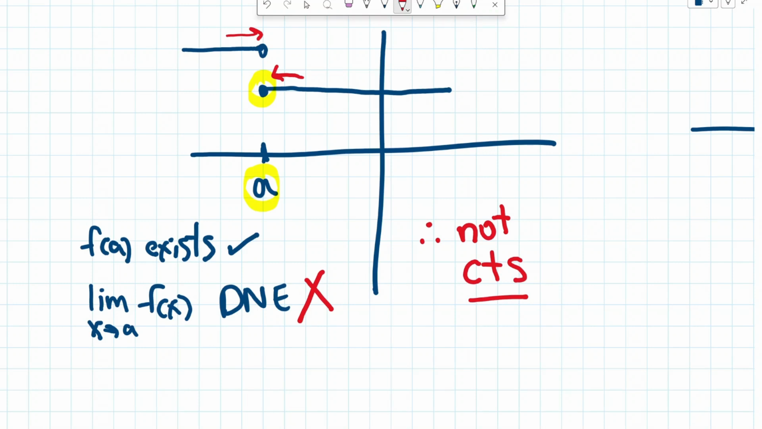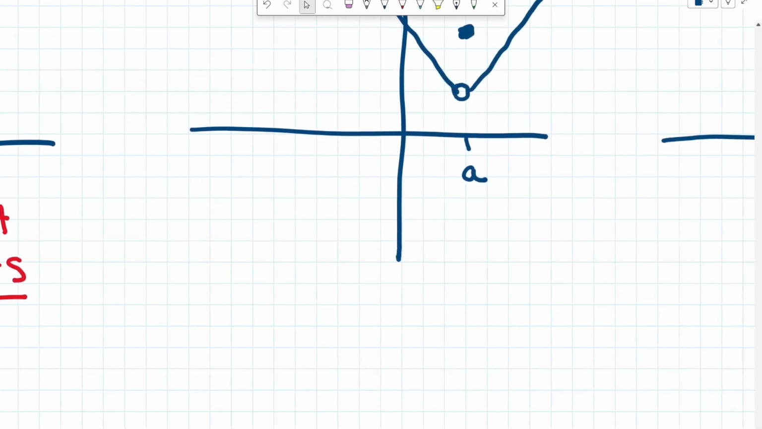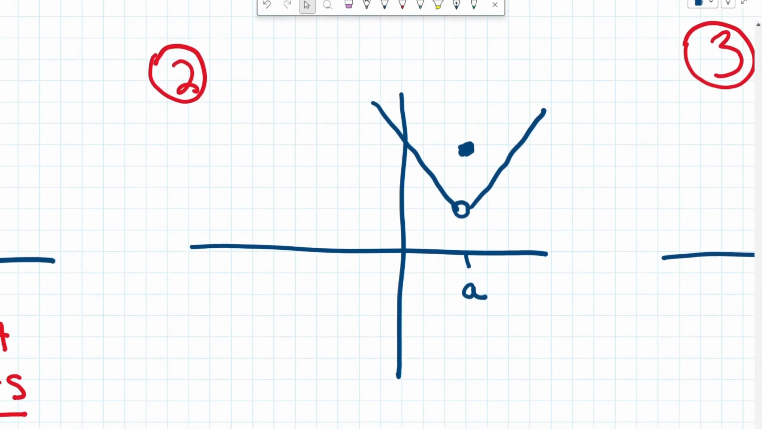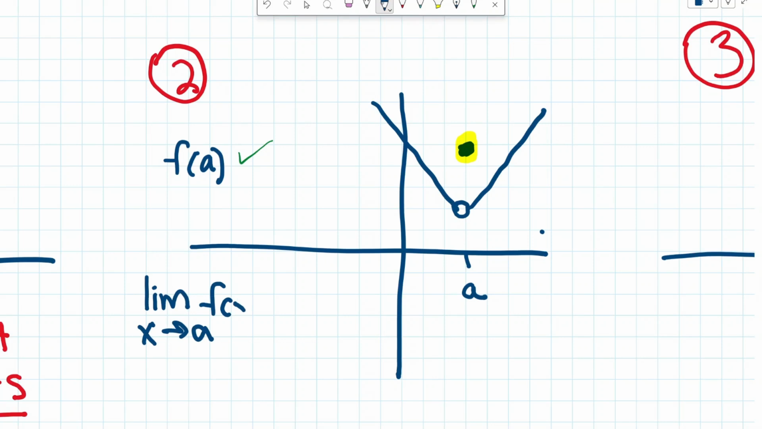Okay, on to example number 2. So over here, let's see. First of all, does f of a exist and is it defined? So f of a exists over here. This is where we have our solid point. So our criteria number 1 is met. f of a exists and is defined. What about criteria number 2? Does the limit exist? So we want to see the limit as x approaches a of f of x.